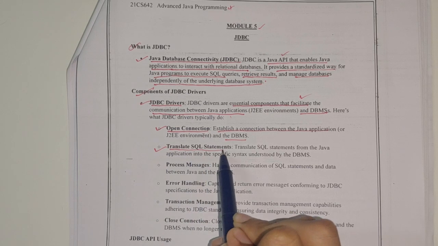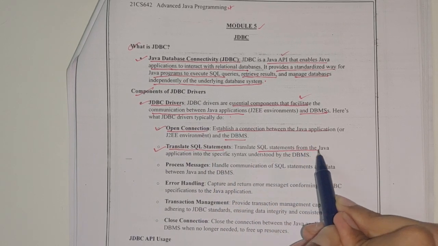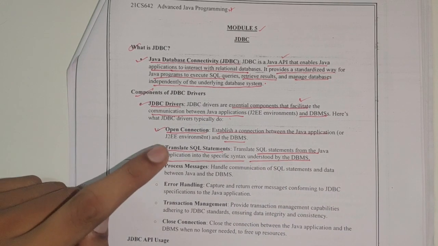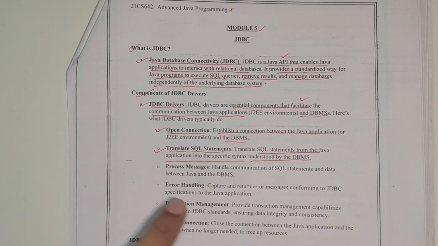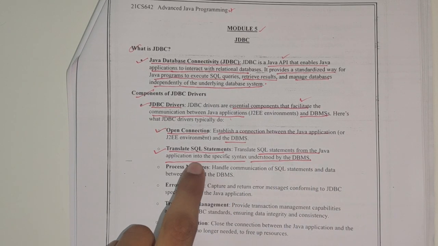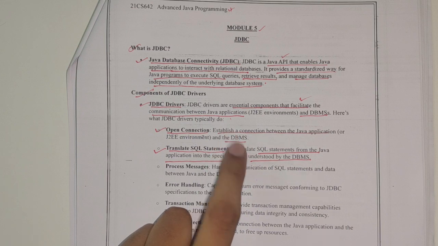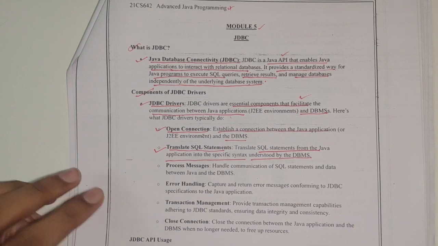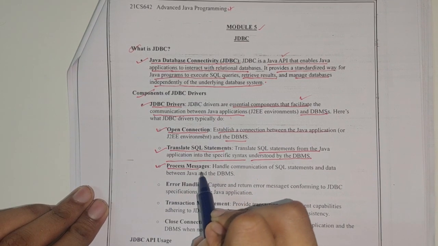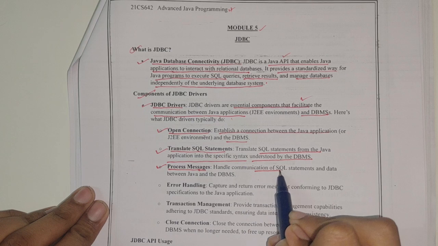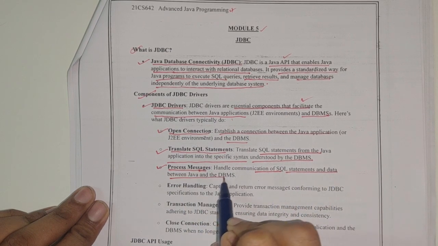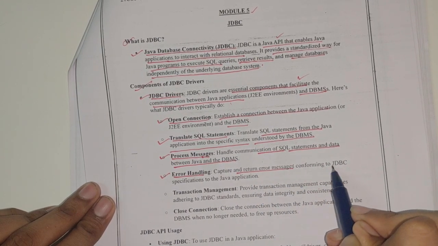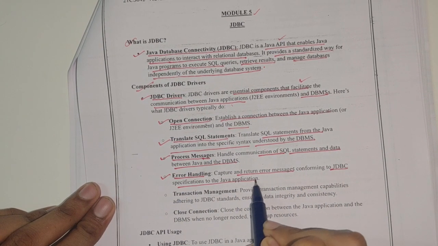Then we translate the SQL statements. Translate SQL statements from the Java application into specific syntax that is understood by the DBMS. That means all the SQL statements present in the Java application will be translated into a specific syntax which will be understood by the DBMS itself. Okay. Next we have the process messages. It handles the communication of SQL statements and data between the Java application and the DBMS. Next is error handling. Error handling will capture and return error messages conforming to the JDBC specification to the Java application.